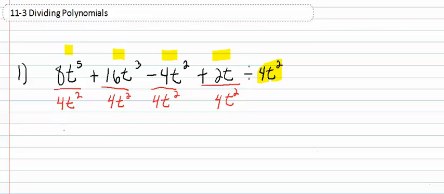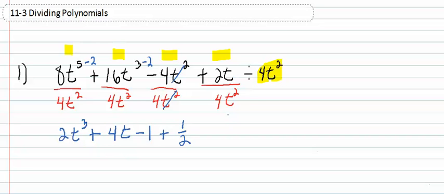4 will go into 8 2 times. If you're dividing bases, you subtract exponents. So 5 minus 2 is 3. Keep the plus sign. 4 will go into 16 4 times. Subtract exponents. 3 minus 2 is 1. 4 will go into 4 1 time. Keep the negative sign. These two cancel. And then keep the plus sign. 2 over 4 is 1/2.